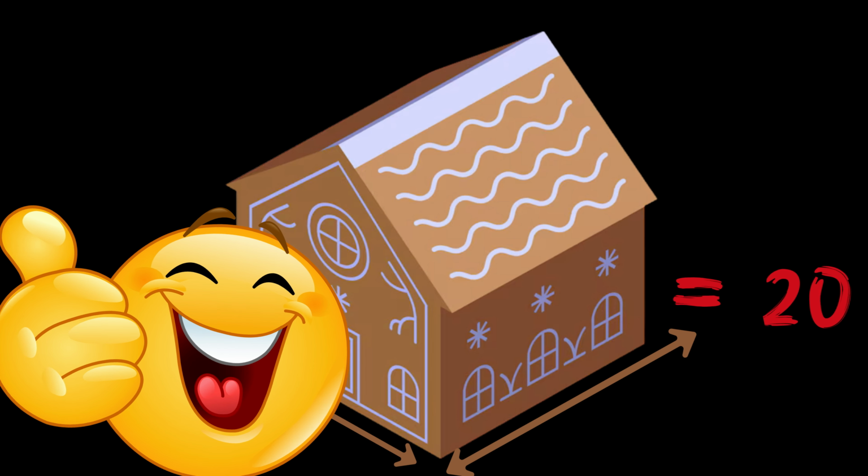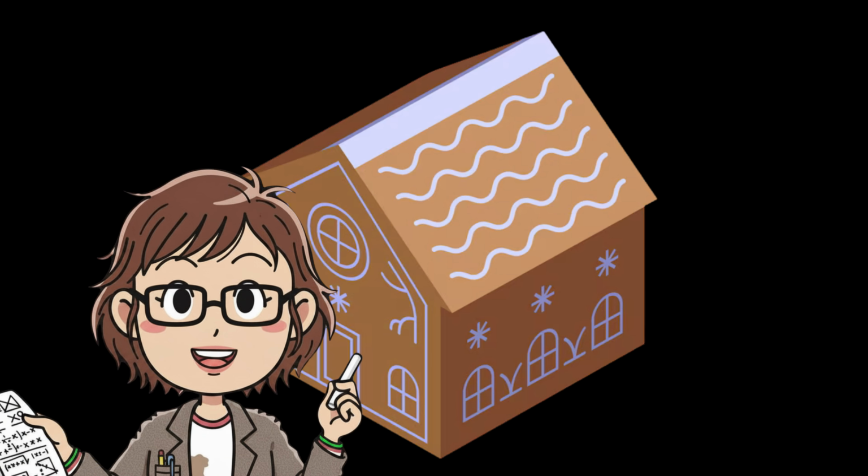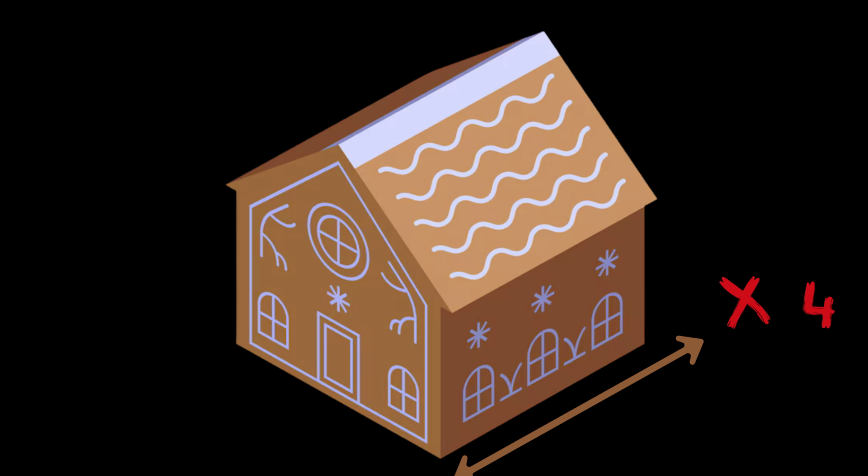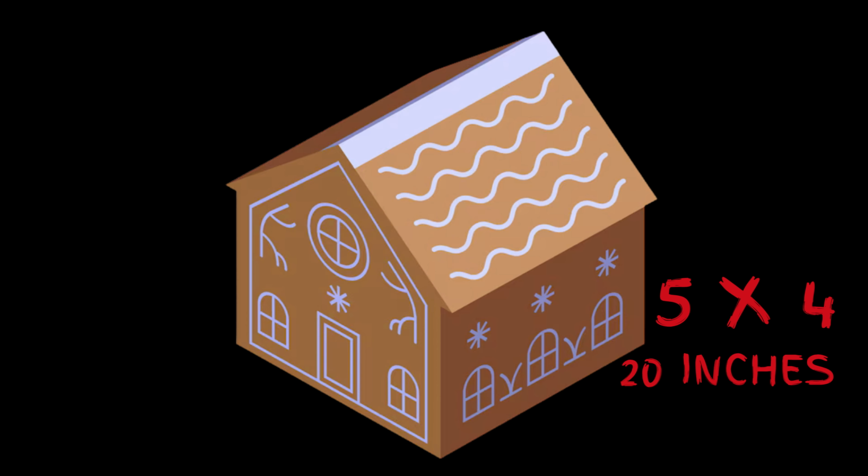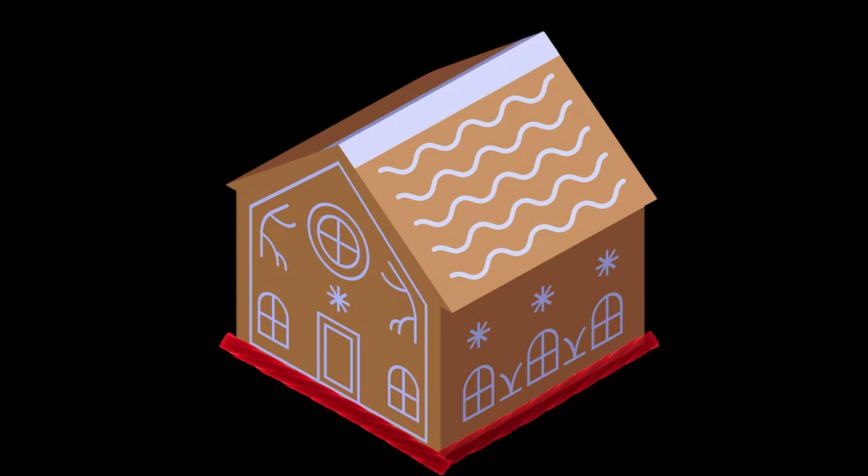Great job. Remember, if we know the house was shaped like a square, we could have also used the shortcut of multiplying the side length by 4. So, it would be as easy as 5 times 4, which will also give you the answer of 20 inches. That's enough licorice to give any gingerbread house a beautiful festive color.